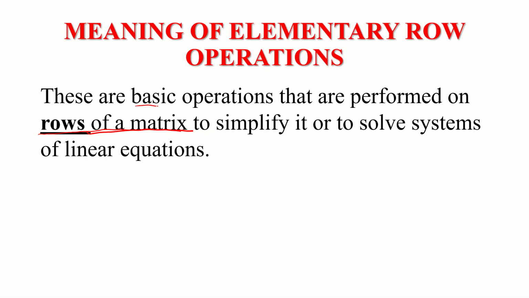Now we know the basic operations. The basic operations we have in mathematics are addition, subtraction, multiplication, and the last one, division. So when we have a matrix and want to perform elementary row operations, we are just going to use these basic operations on the rows of that matrix. Sometimes we use this to simplify the matrix, or we use it to solve systems of linear equations after we augment the matrix for that system of linear equations.